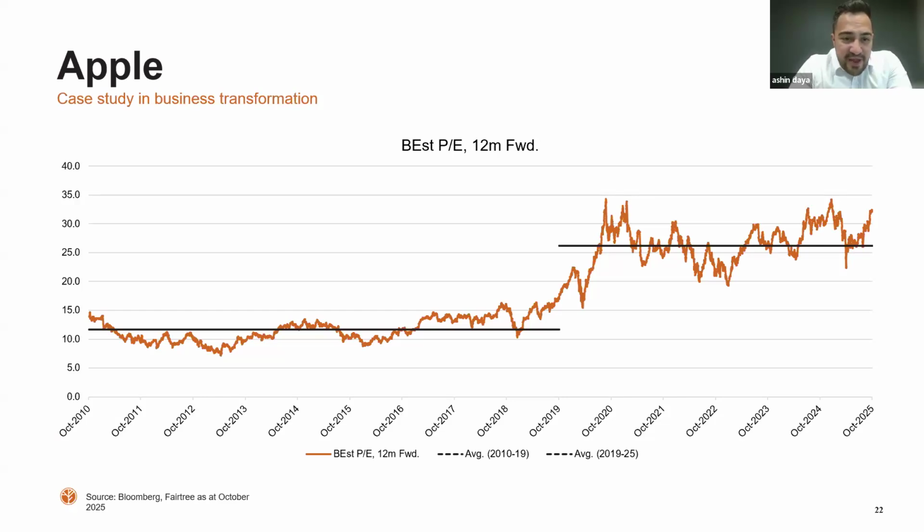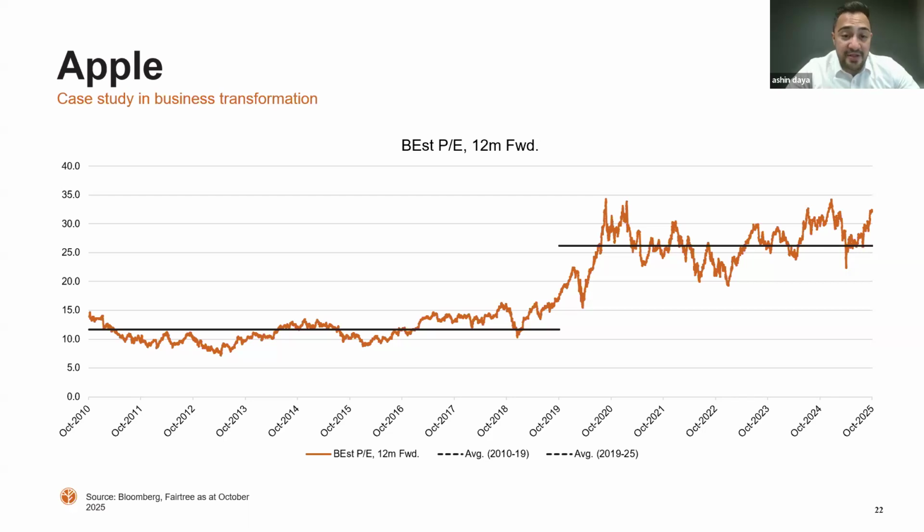And as I've just explained, the services business of Apple is obviously a lot more important. It's a higher growth business, a higher margin business. And this just shows the re-rating of Apple shares, so the price to earnings ratio of Apple over time. You can see there's quite a significant re-rating from the period of 2010 to 2018 to the more recent period. And the point we want to make here is that the re-rating is justified given the services business has continued to grow very nicely.